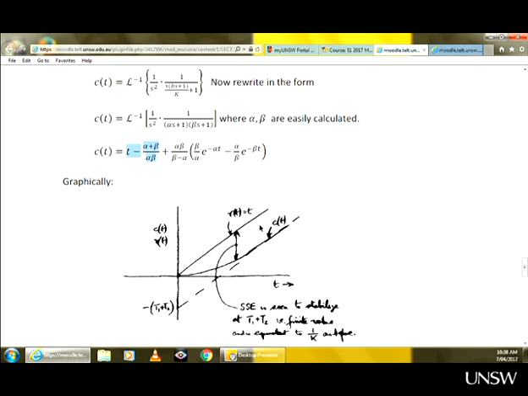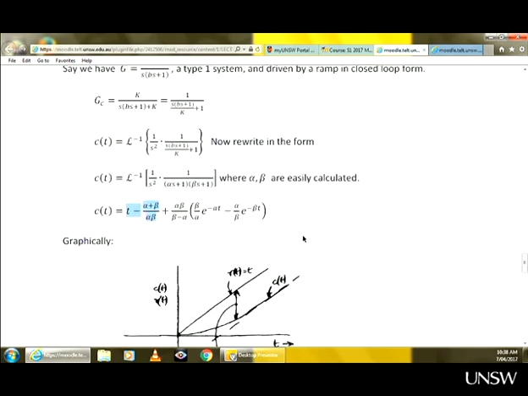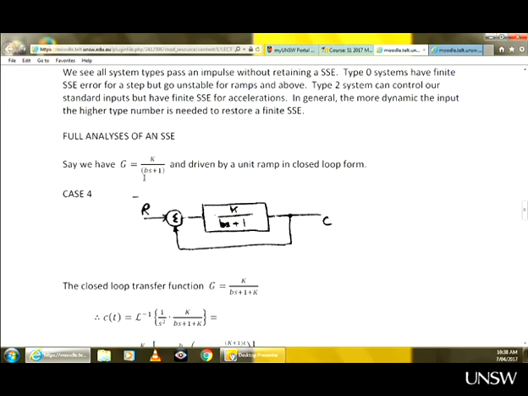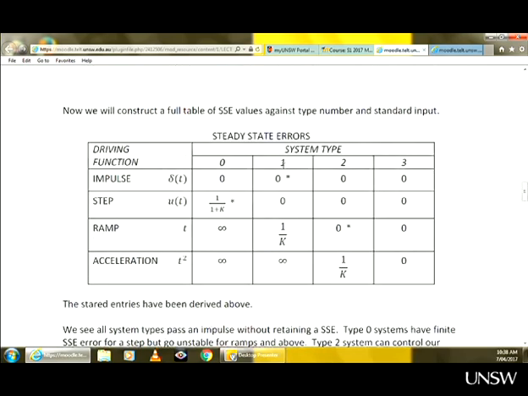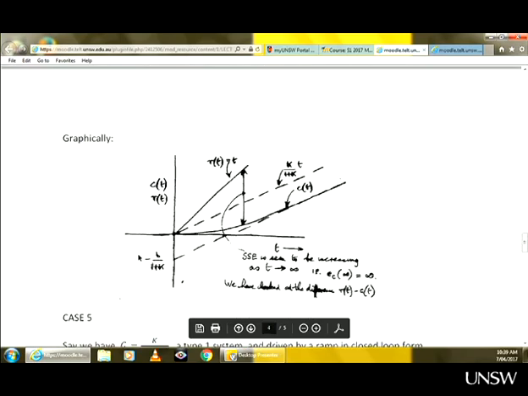What that constant is, well, we can check up here. So type 1 ramp input. So it's actually 1 over K, where K is the steady-state gain of the system. Okay.